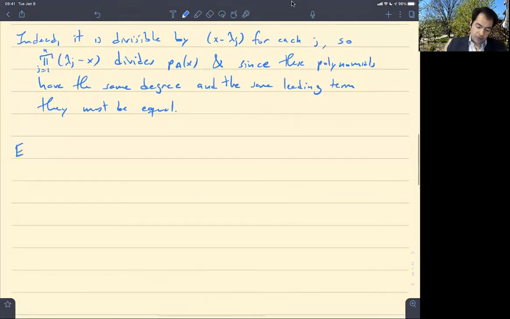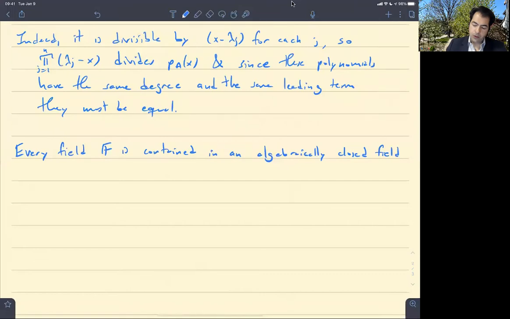So one thing we've talked about before is that every field is contained in an algebraically closed field. Right, so for example, the real numbers are contained in the complex numbers. Call the algebraically closed field K. And of course, we want it to be contained not just as a set, but as a subfield, right? So with the same operations.